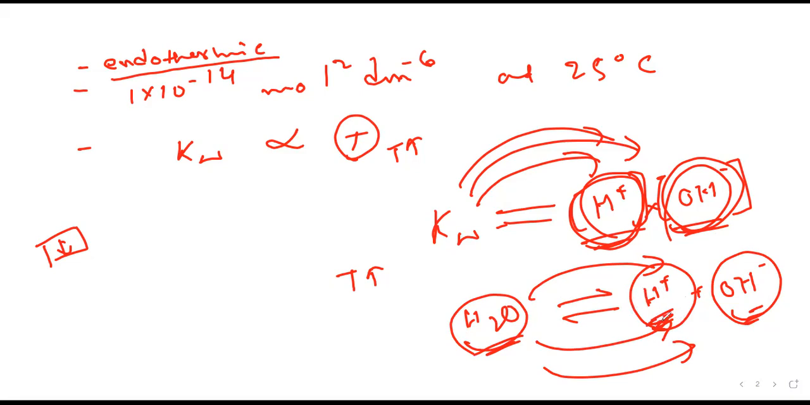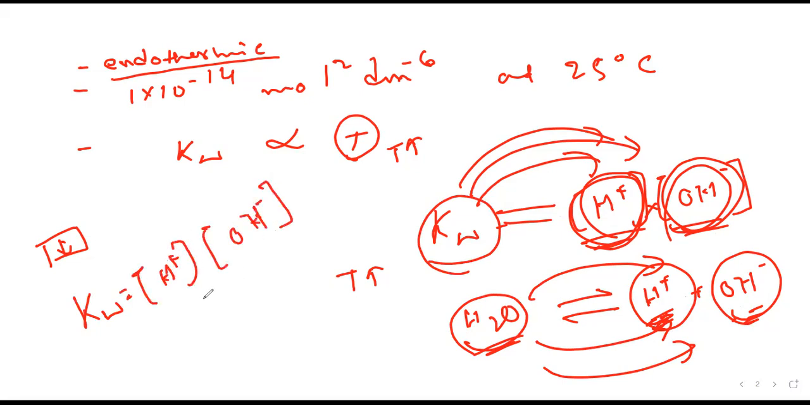As a result, the concentration of H plus and OH minus increases, hence the Kw value should have increased. Why? Because Kw is H plus times OH minus. If we have higher values, let's say H plus is 2 and OH minus is 2, multiplying them, we will get 4. But if the concentration of H plus increases to 4, and OH minus also increases to 4, what would we get? We would get 4 times 4, which is 16. Means the value of Kw is now much higher.